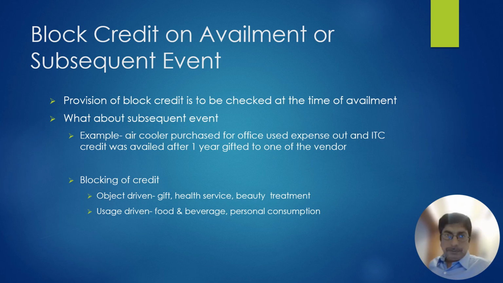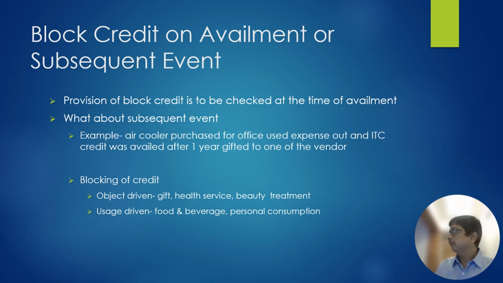There is one more concept: when to check whether GST credit is available or is ineligible. That is to be checked at the time when that material, that item, that asset is purchased. If a subsequent event changes the use of that item or asset, you should not go to section 17(5) again and reverse the credit.